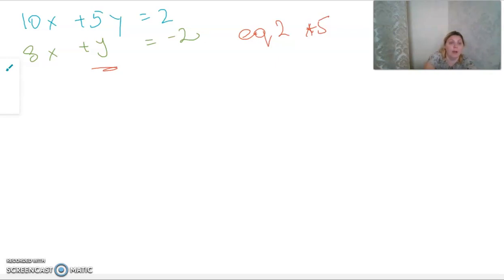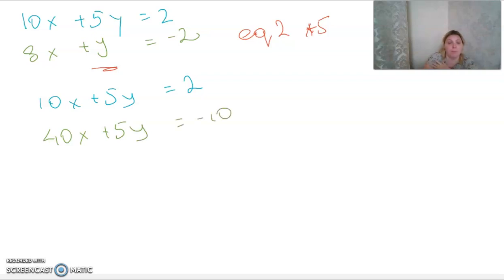So what I'm going to have is 10x plus 5y. And I'm doing them in different colors because I got them through different combinations of equations, right? Remember, the turquoise was equations 1 and 2 that I did, and the green one is equations 1 and 3. Okay, so 8 times 5 is 40x plus 5y equals negative 10.